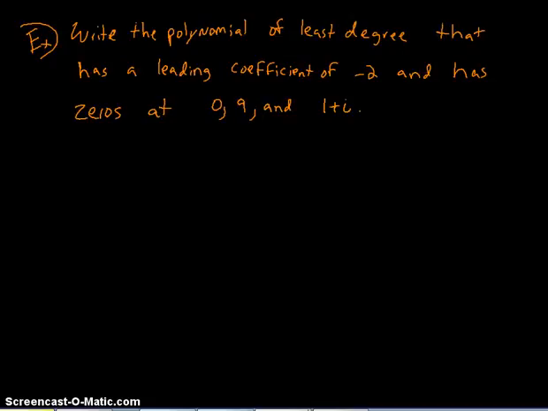Okay, so write the polynomial of least degree that has a leading coefficient of negative 2 and has zeros at 0, 9, and 1 plus i. There's a lot of vocabulary here.